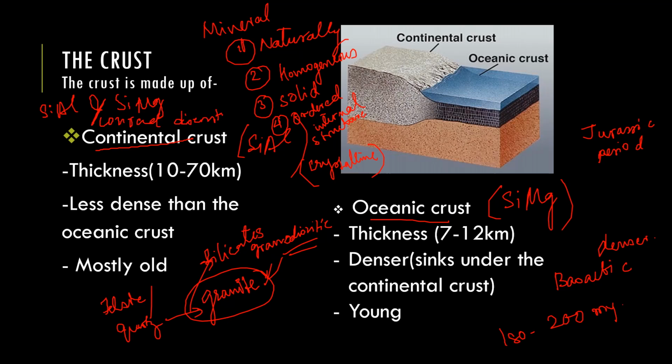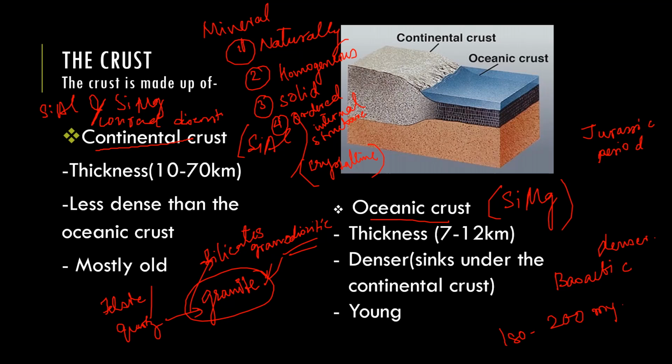Why has this discontinuity surface been created? First of all, we recognize the discontinuity surfaces based on the velocity of the body waves. It can be P wave or S wave, but P waves move faster compared to S waves. We look at how the velocity of the P waves is lowering or increasing, or how the velocity of S waves is increasing. As the density increases, the velocity also increases.